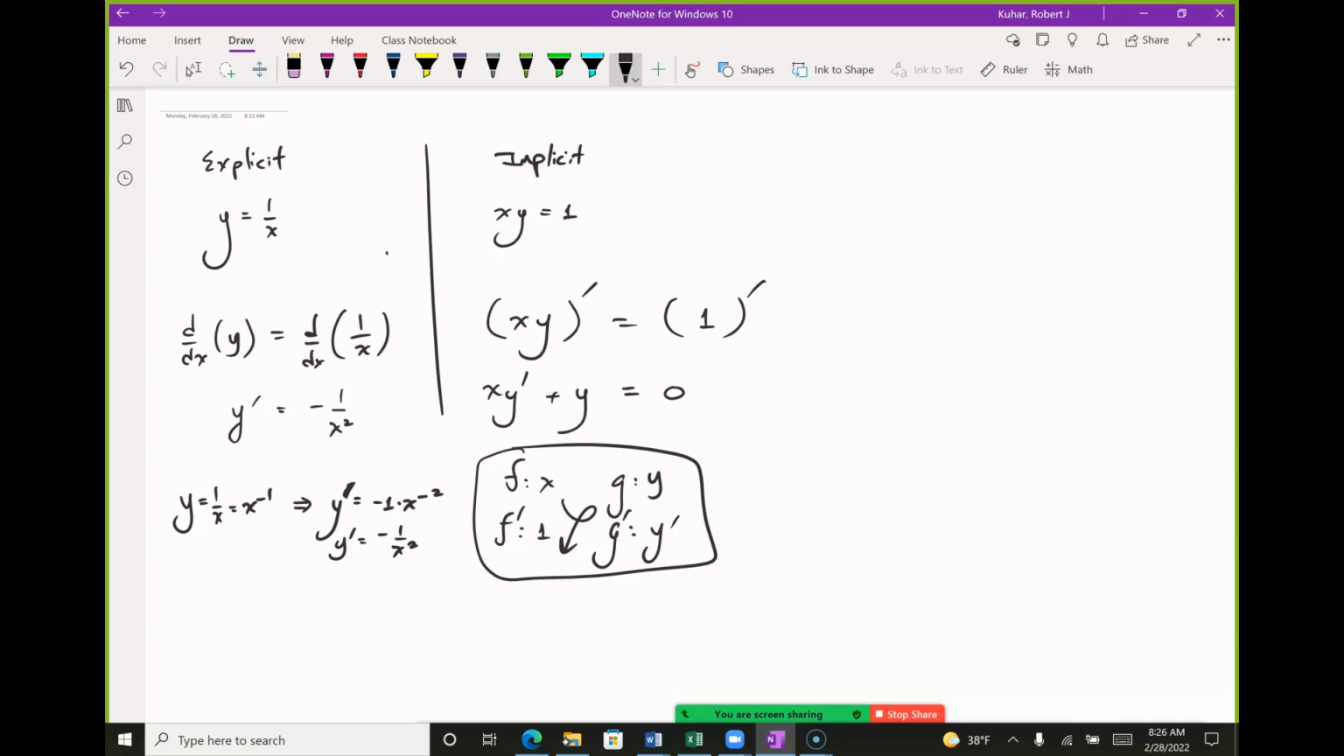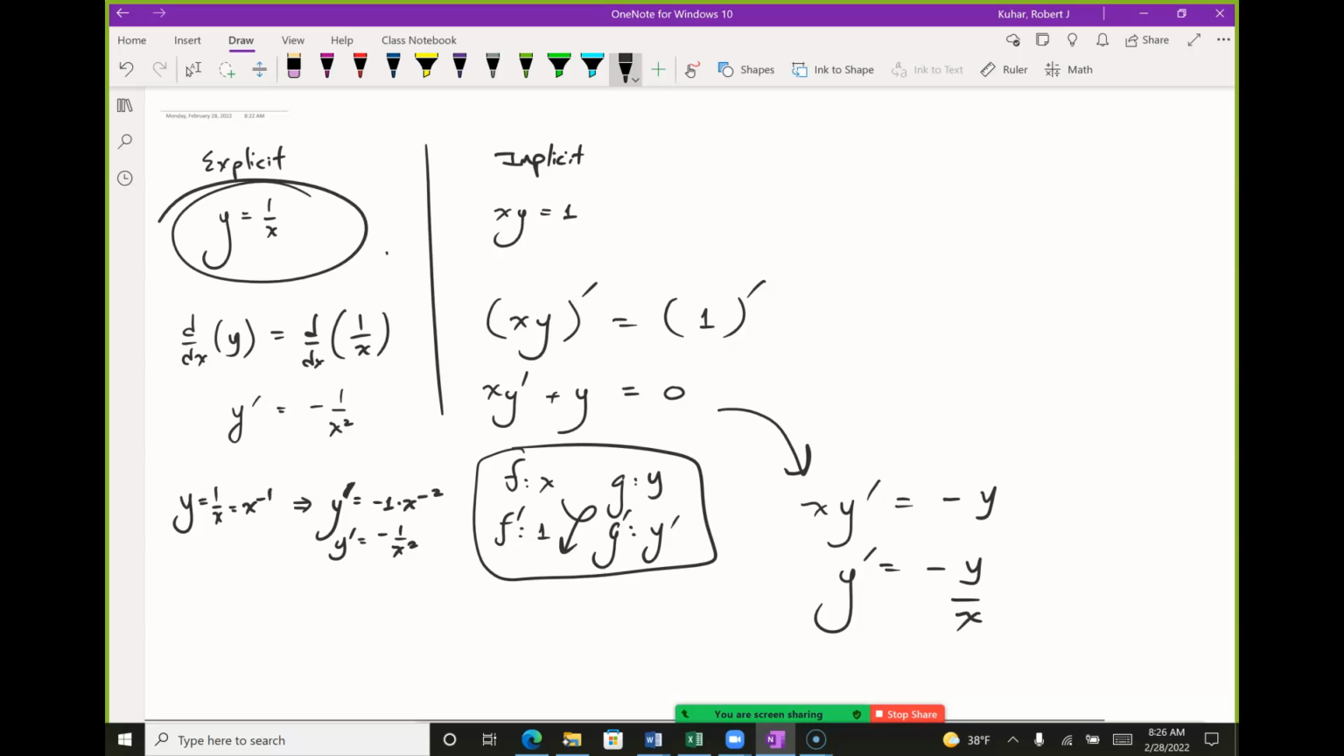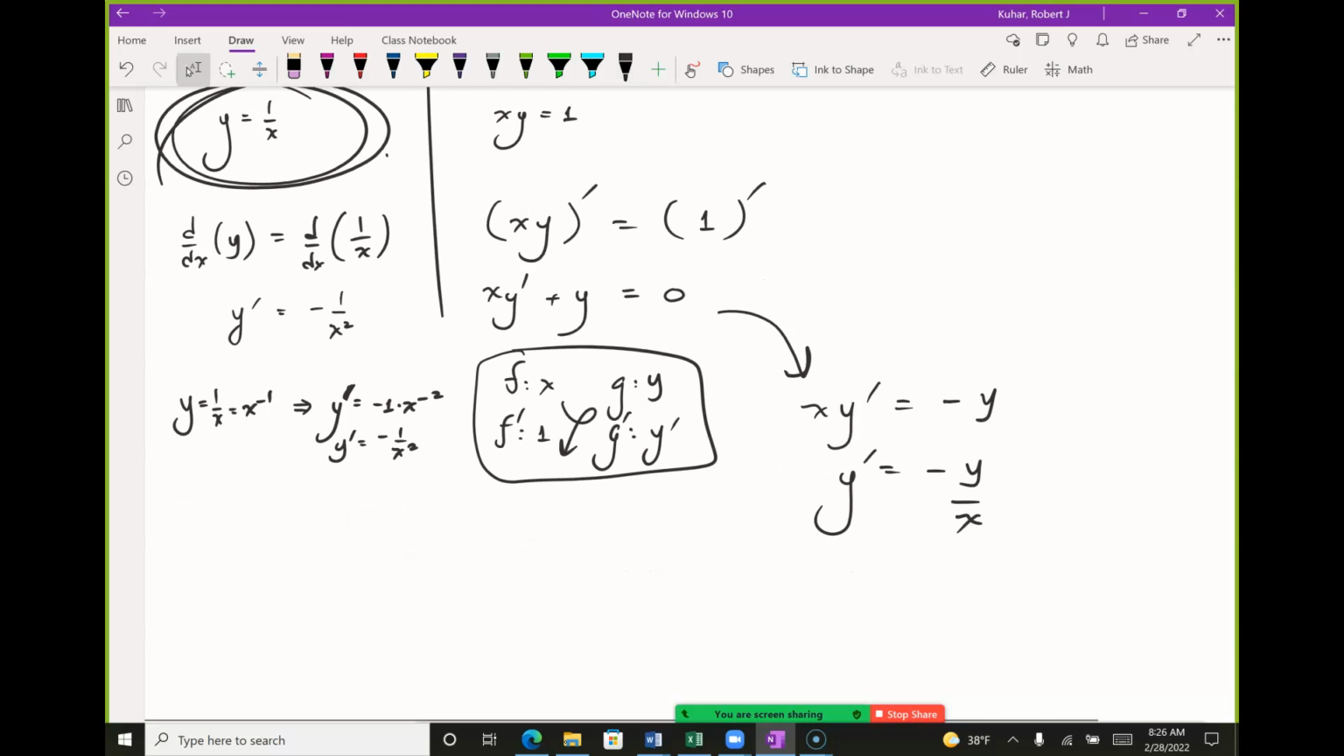And now my goal is sometimes to find the slope. If I want to find a slope, I just need to put in numbers. If I want to find the derivative, I need to solve for y prime, right? So if I solve this for y prime, what do I get? I get x y prime equals negative y, or y prime equals negative y over x. And I know that y is equal to 1 over x. So I get y prime is negative 1 over x squared.